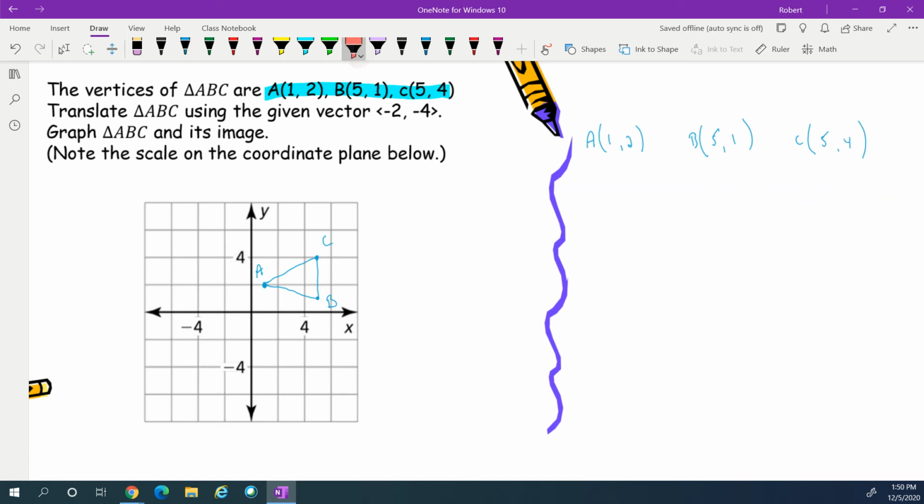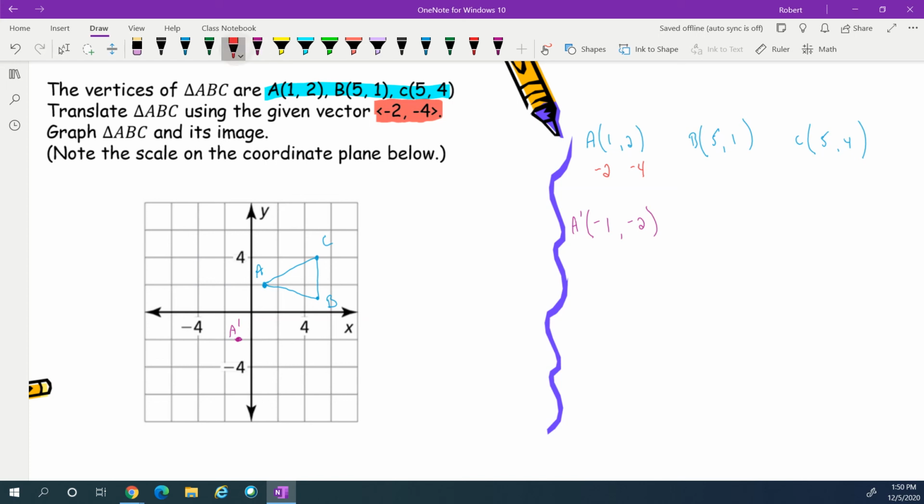That vector, think about what that says. It says from the x value -2 and from the y value -4. Well, that's going to give us A prime. 1 minus 2 is -1, and 2 minus 4 is -2. So A prime is at -1, -2. And we label it A prime.